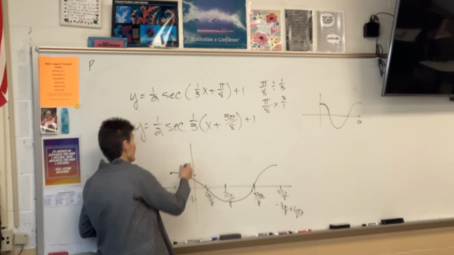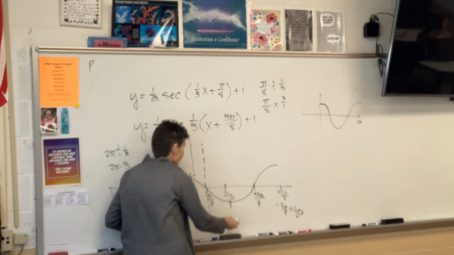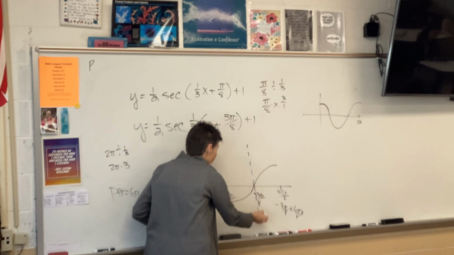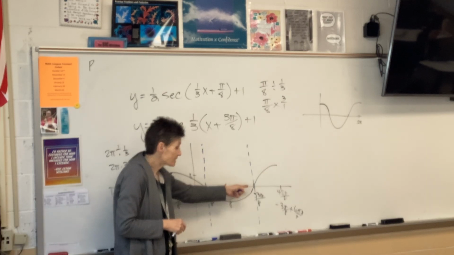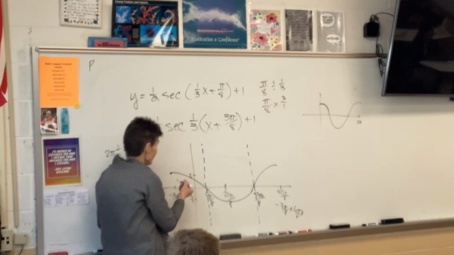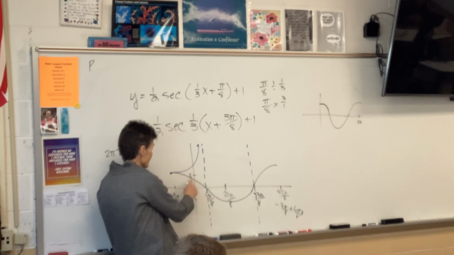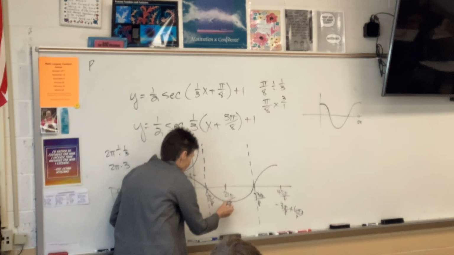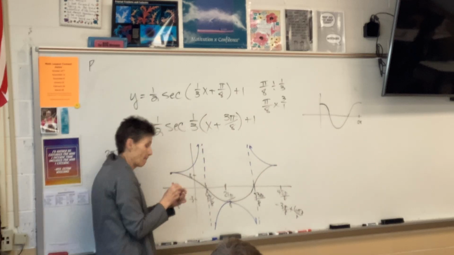First of all, we have to recognize this is a secant. So wherever we cross the x-axis, we have an asymptote. Wherever it crosses the x-axis, that's your asymptote. Then your parabolas flip. So this thing gets flipped, this gets flipped, and this gets flipped.